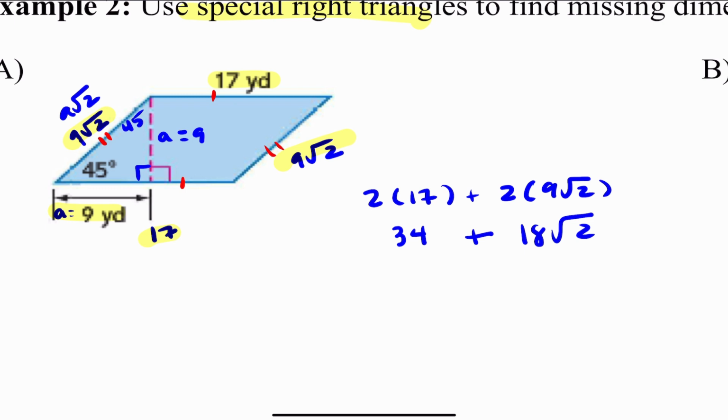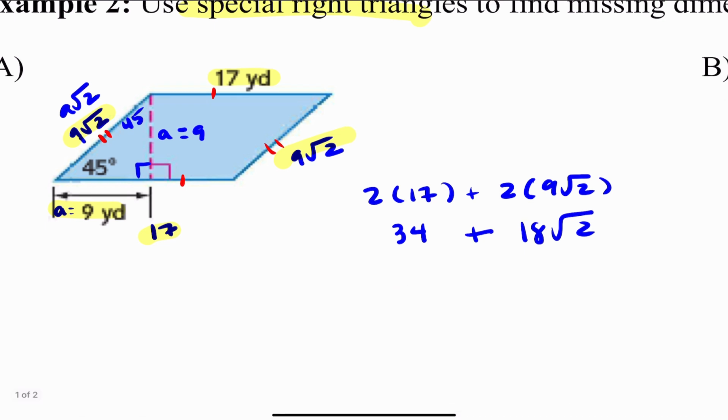This is weird because if you want to leave your answer in radical form, that's just going to be a lot of work. But what I want to do is type these two numbers into my calculator, add them, and I should get a decimal. So I have 34 plus 18 root 2, and you will get, let's round to the nearest tenth here, P, which is the perimeter, is approximately 59.5. Okay, that's the perimeter of this figure.